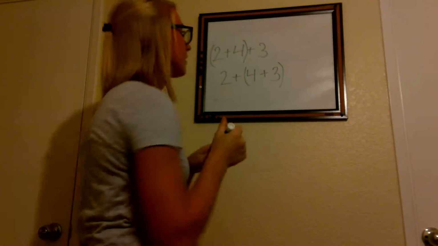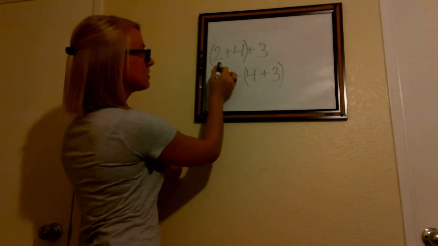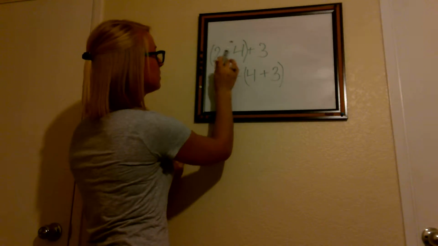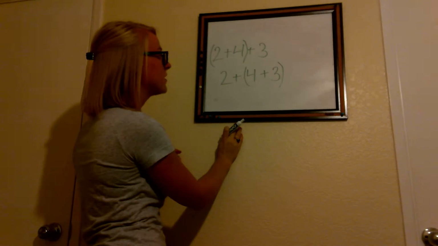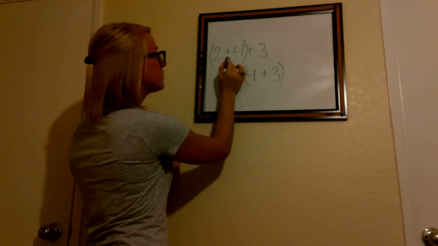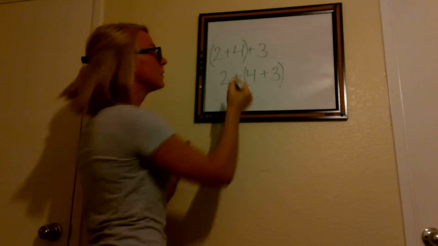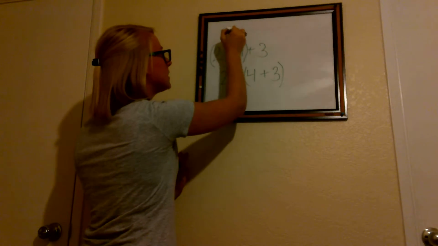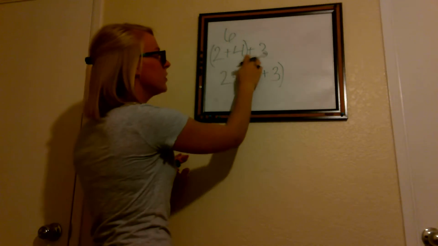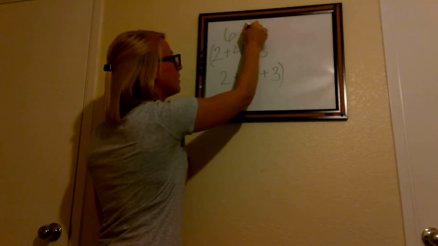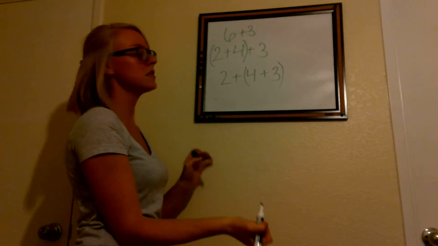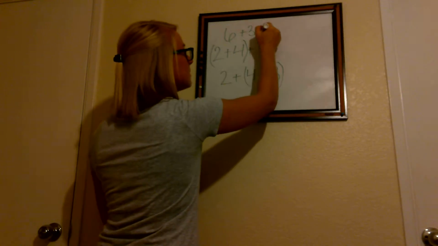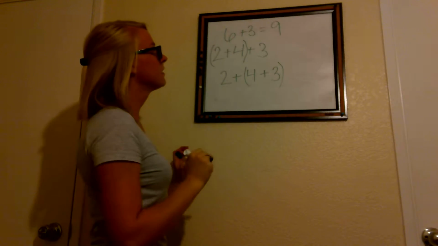Let's see. So again, I'm going to start with the 2 numbers that I grouped together, and I'm going to add them together. So 2 plus 4 is what? 2 plus 4 is 6. And then we're going to add the 3. So 6 plus 3 is 9.